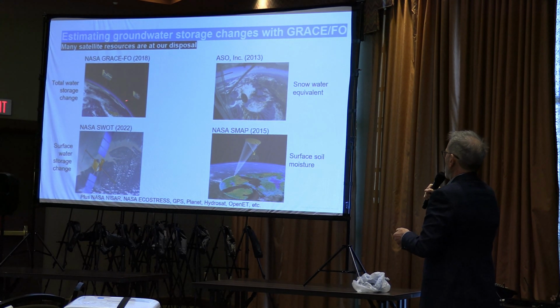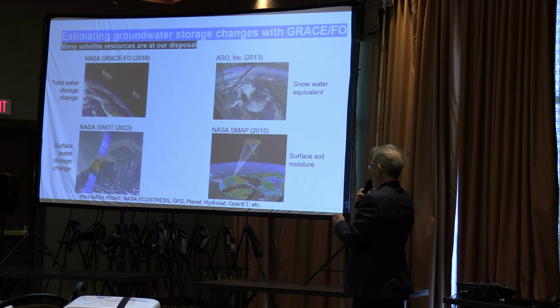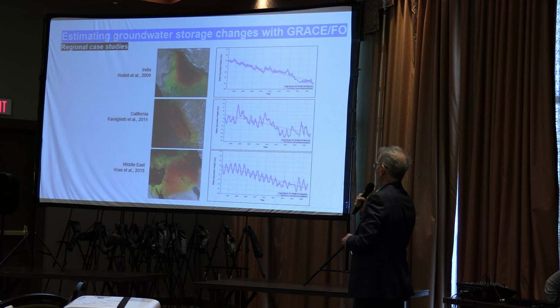So the GRACE Follow-On launched in 2018. ASO, the Airborne Snow Observatory, for snow water equivalent is airborne, but is kind of a prototype for a satellite. The SWOT mission, surface water and ocean topography, will measure change in surface water storage. And the soil moisture mission, NASA SMAP, as well as the upcoming NISAR mission, the NASA India radar mission. ECOSTRESS for evaporation. GPS is great. I mentioned before, some of the smaller satellite companies, Planet, Hydrosat, and OpenET has been a big help. So we try to use a bunch of stuff.